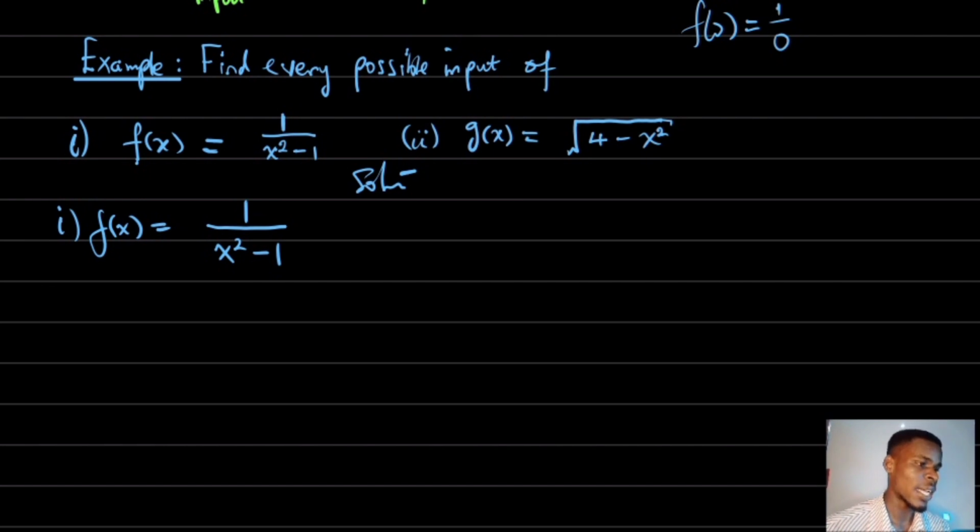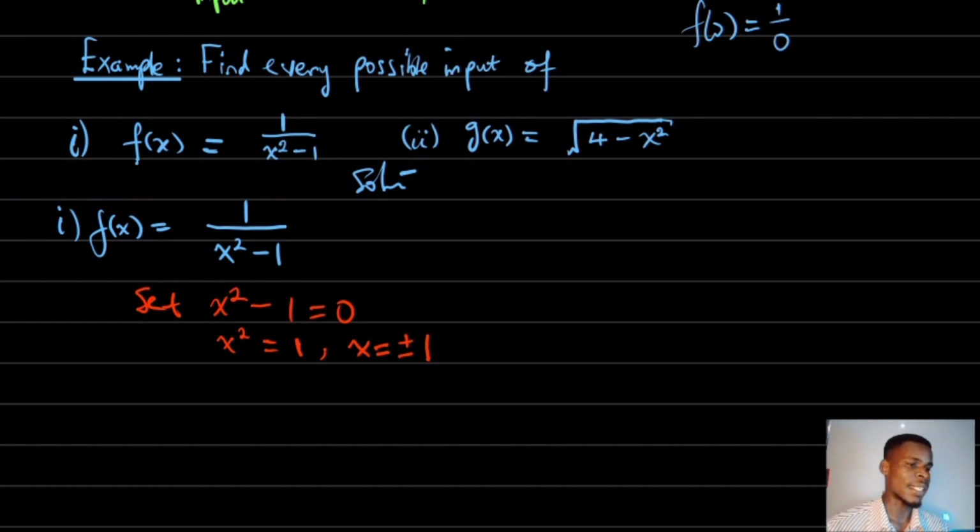As a way, we're going to start off by setting the denominator to 0. When we set the denominator to 0, we're going to be able to get the value or values of x that will give us 0 in the denominator. In other words, those values are not possible inputs. So we solve for x from here. You add 1 to both sides. When we add 1 to both sides, we get x squared equals 1, and then we take the positive or negative square root of both sides. That will mean that x will be positive or negative 1.